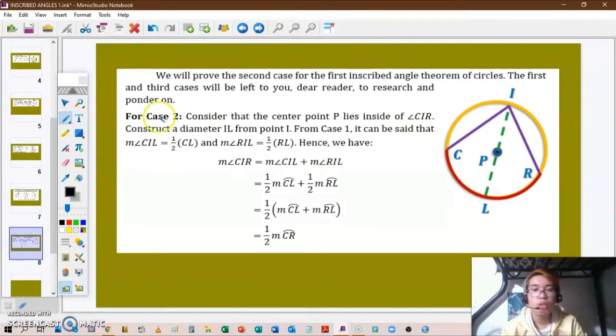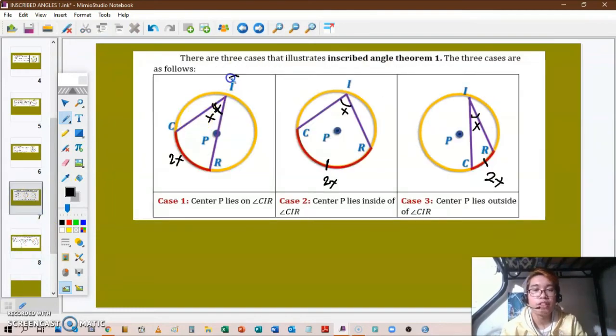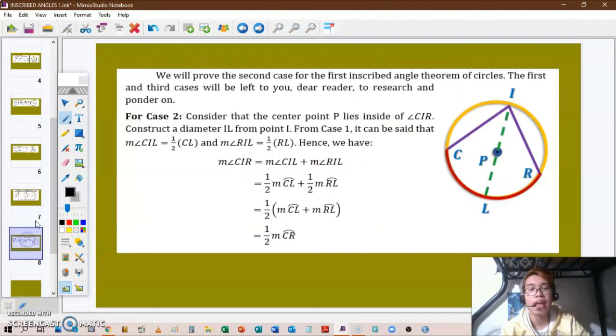We'll try to prove the second case of the first inscribed angle theorem of circles. The first and third cases will be left to you. For our lesson, we're going to prove the second case of the first inscribed angle theorem.